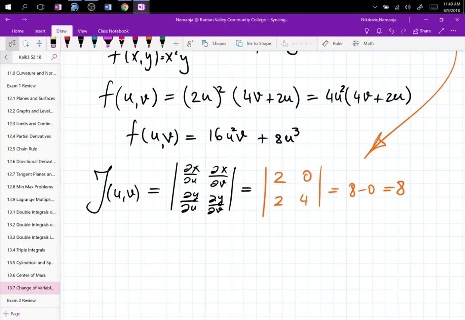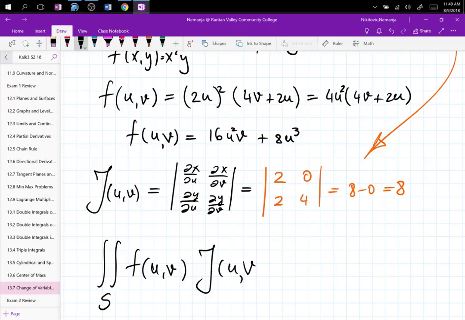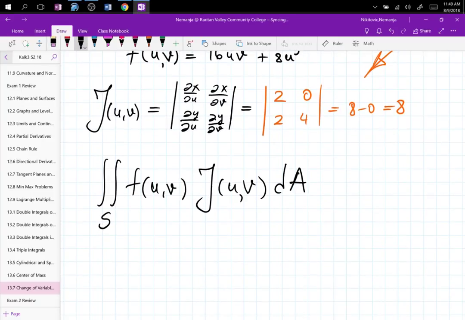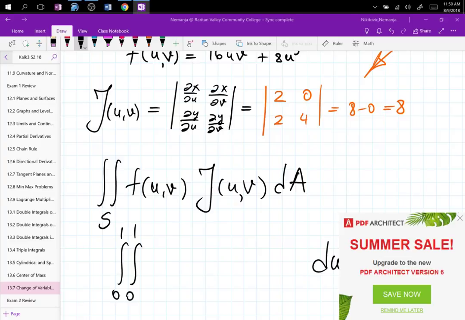Am I ready to put the integral together? I hope I am. I have the double integral over region S of my f of u, v with the Jacobian of u, v with the dA. I should be able to plug all of this in now. I'm integrating over a square, 0, 0, 1, 1, and it doesn't matter whether you do du dv or dv du, because it's a rectangle, right? The order really doesn't matter.